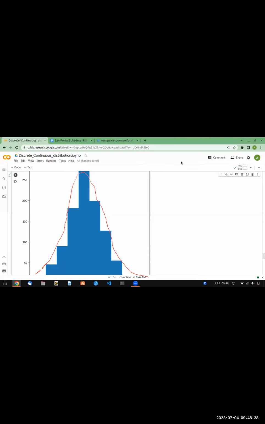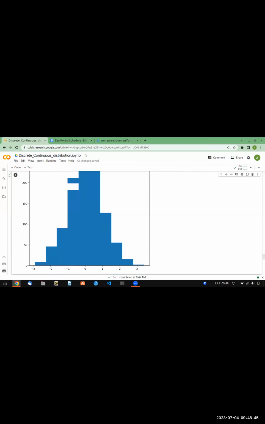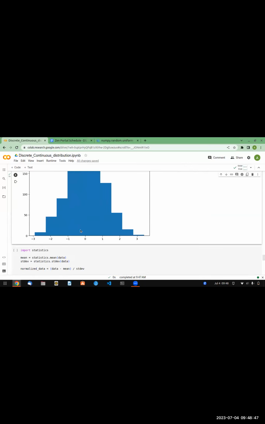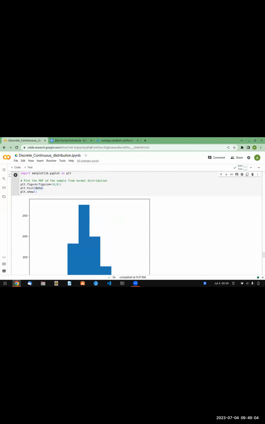Okay, let me clear this one. This data variable is my sample now, which is following a normal distribution that we just verified. And if you see, the mean is here. The mean value of this bell-shaped curve is 0, and the standard deviation is 1. We'll calculate this also. But this is a visual verification that whatever data we sampled is looking like a normal distribution now.